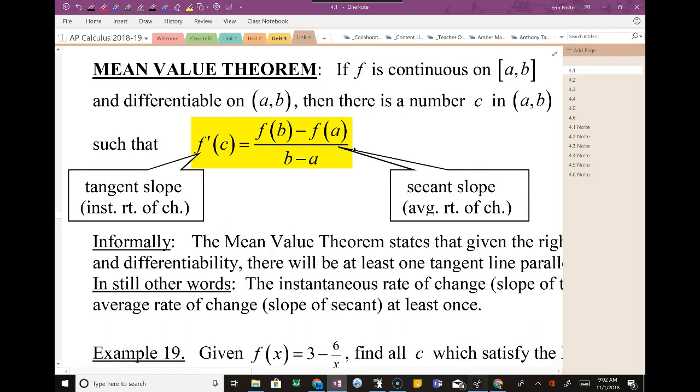Okay, so the slope of a secant line, do you recognize the slope of the secant line? It's just the slope between 2 points, y2 minus y1 over x2 minus x1. The slope of a tangent line is simply the derivative at the given point, some c value, what they're calling it. So we're setting the secant line equal to the tangent line. Got it?